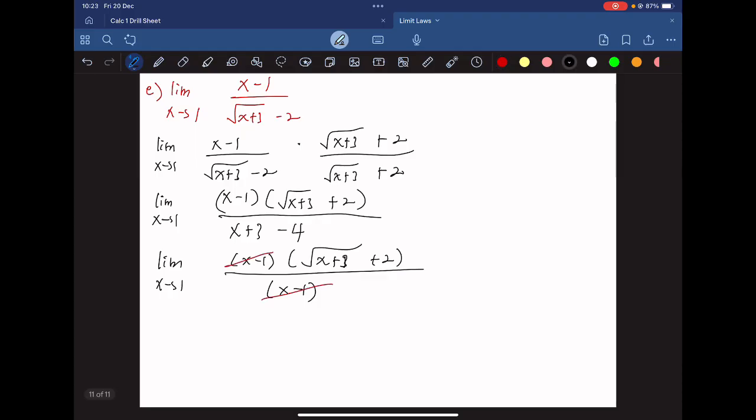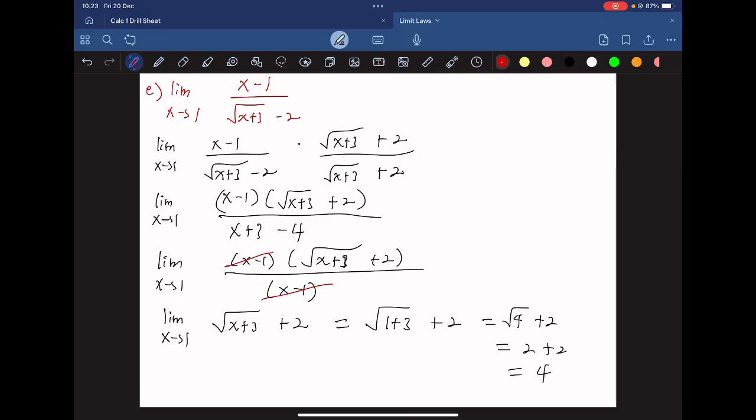So whenever you do the conjugate form, you get to see that you have a term that will cancel out for you to be able to evaluate the limit. So we have the square root of x plus 3, then plus 2. So let's put inside 1. We have 1 plus 3 plus 2. And this is just root of 4 plus 2. So this is 2 plus 2, and this is equal to 4. And this will be your answer. I hope this is also clear.